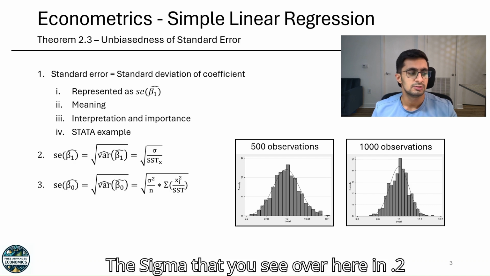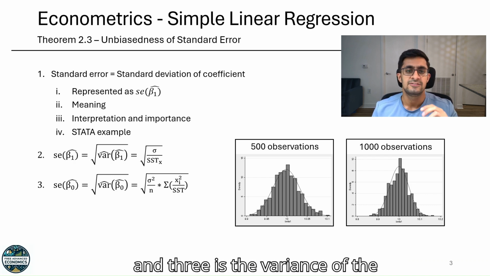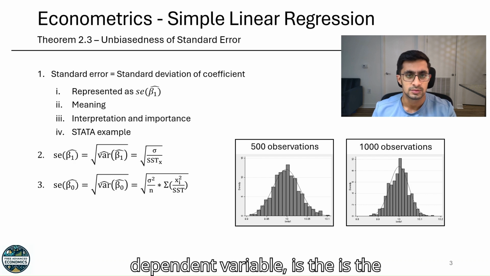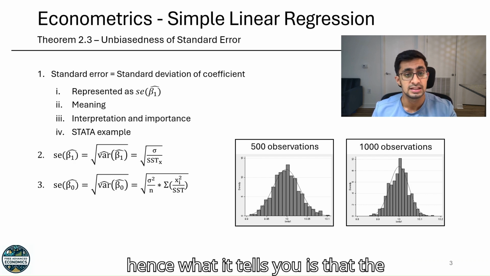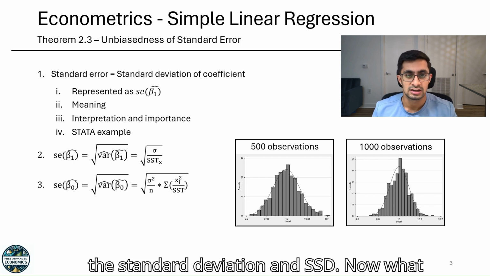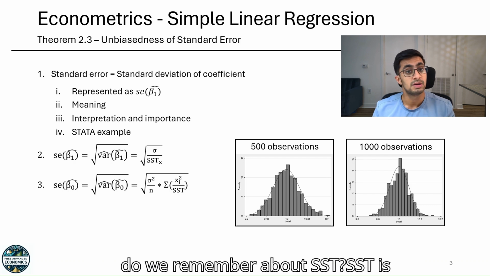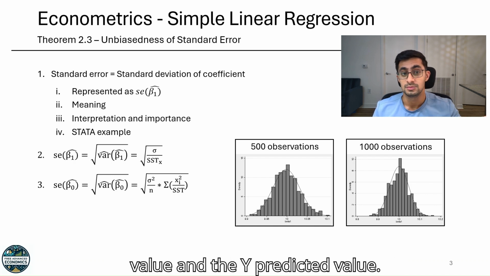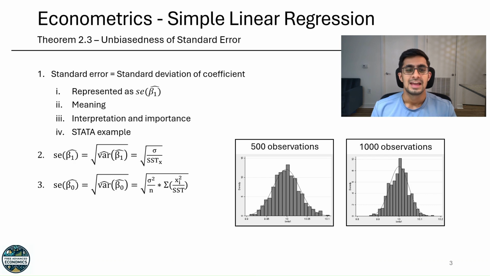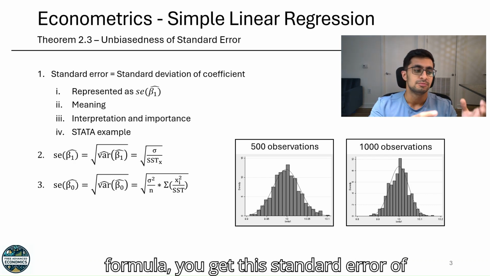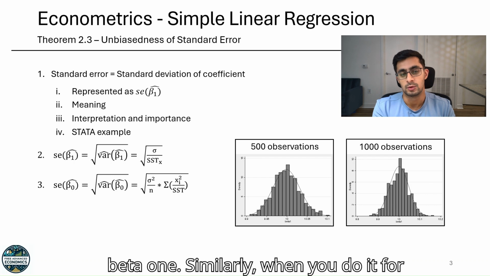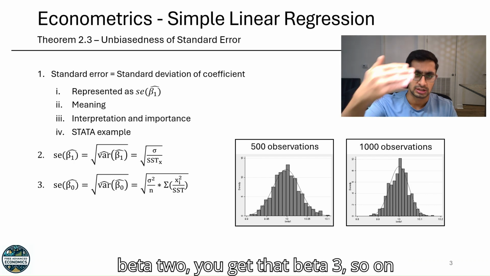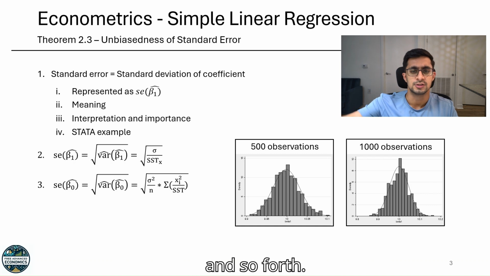The sigma that you see over here in points 2 and 3 is the variance of the dependent variable, and hence what it tells you is that the standard error is actually a function of the standard deviation and SST. Now, what do we remember about SST? SST is essentially the total sum of squares, which is the difference between the y value and the y predicted value. And then when you put this into a formula, you get this standard error of beta 1. Similarly, when you do it for beta 2, you get that, beta 3, and so on and so forth.